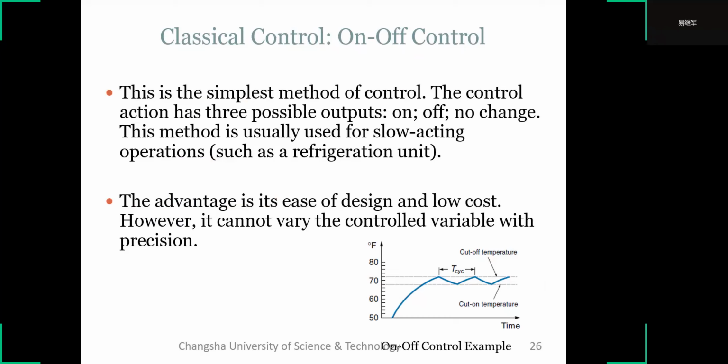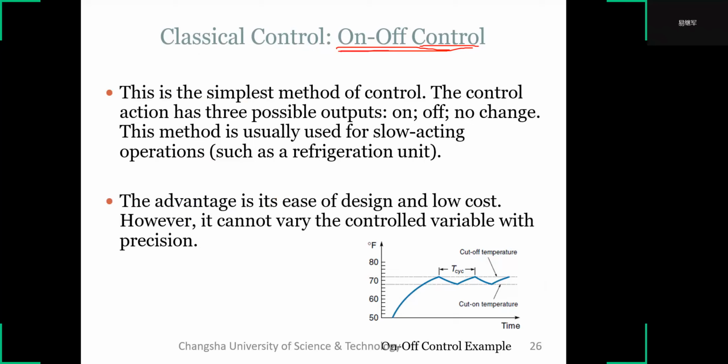Classical control, on-off control. This is the simplest method of control. The control action has three possible outputs: on, off, or no change. This method is usually used for slow acting operations such as refrigeration units.